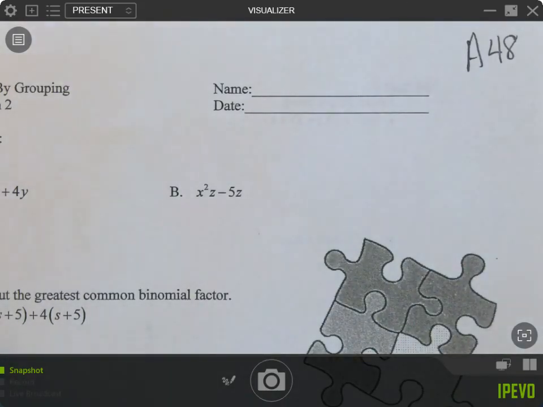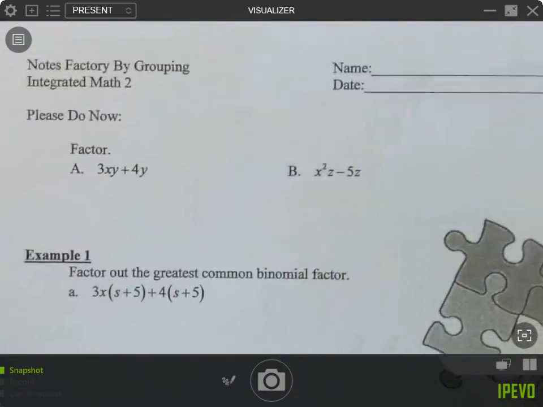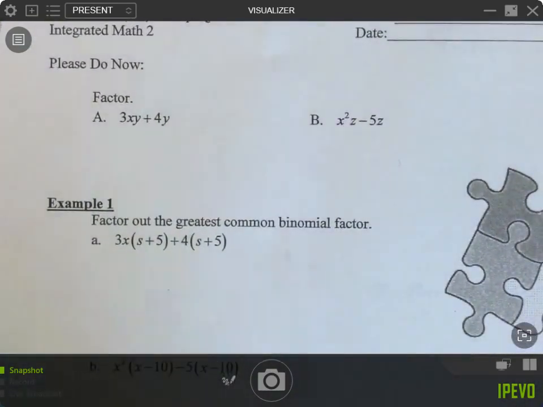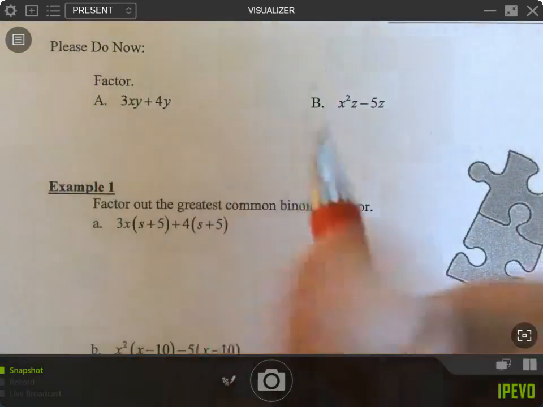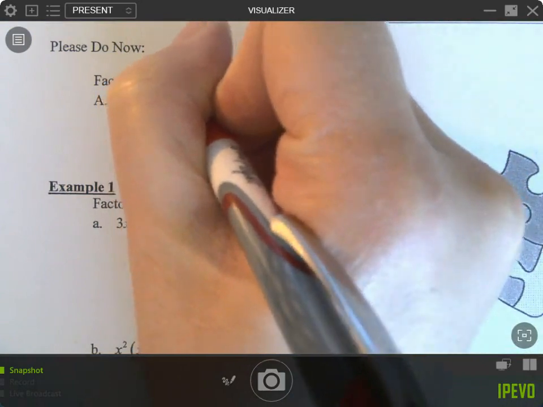We are factoring, but we're getting into something different. So this is worksheet A48, and we're going to get into factoring by grouping. Now we're starting off with something pretty basic to introduce this idea. It just says to factor. Every time you look at something to factor, we want to look for a GCF.